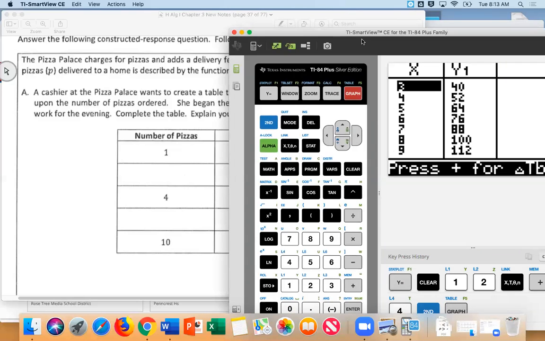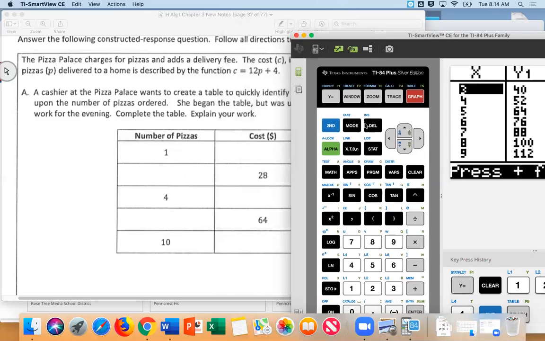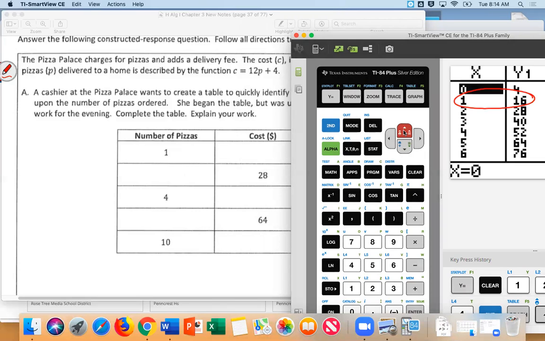Now, why would I do it this way? Well, watch this. All right, 1 pizza. Well, 1 pizza corresponds to the 16. So 1 and 16. See how easy that was?